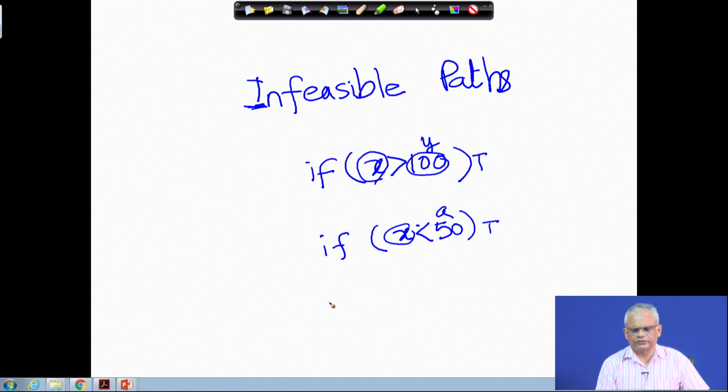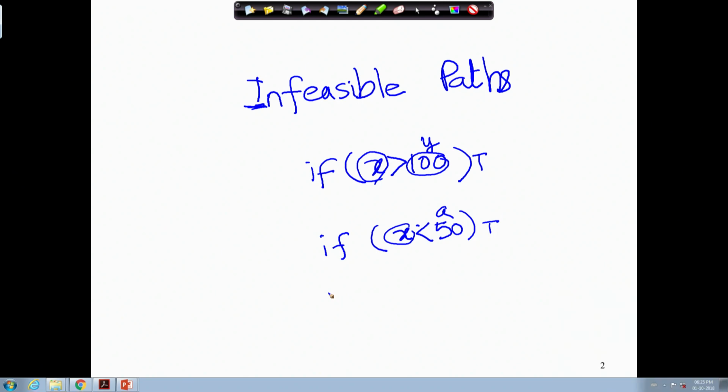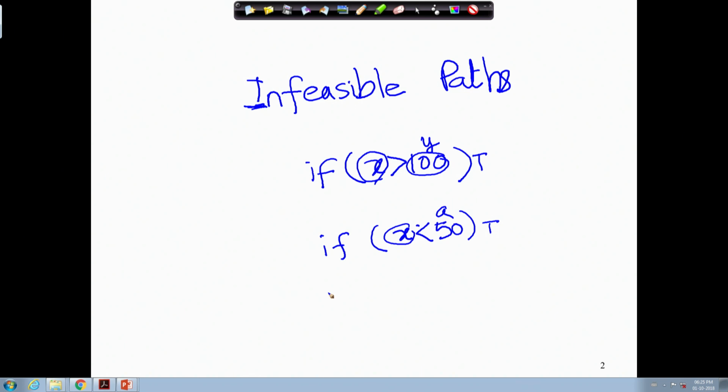And that is the reason why for a practical program we cannot achieve 100% path coverage. So, this is a good question, why we cannot achieve 100% path coverage. The answer is the presence of infeasible paths.